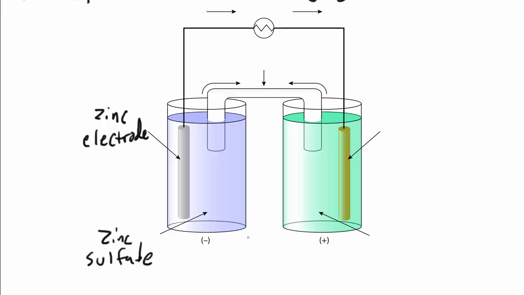Okay. And so on the other side, you can probably tell, excuse me, on the other side, you've got this reddish metal bar, so that's copper. So that's the copper electrode. And then again, the solution that it's in has to match the metal, so this is going to be copper sulfate. It's probably copper 2 sulfate.